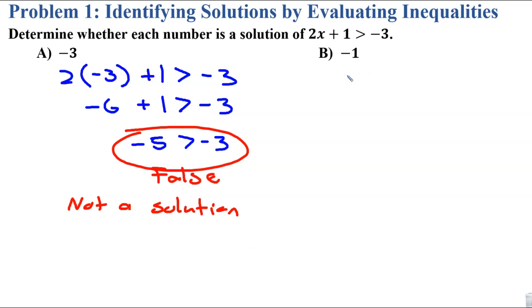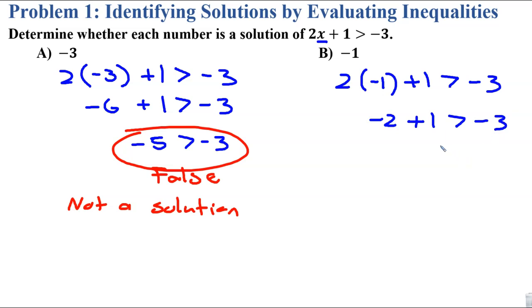We can do the same thing with negative 1 here. So 2 times negative 1 in parentheses plus 1, and we want to know if that's greater than negative 3. Again, I'm just substituting that value in for my x in the inequality. 2 times negative 1 is a negative 2. So we have negative 2 plus 1, and we want to know if that's greater than negative 3. Negative 2 plus 1 is a negative 1, and that has to be greater than negative 3. All right, that is true. Negative 1 is greater than negative 3. It's less far down the number line in the negative direction. So we do have a solution.